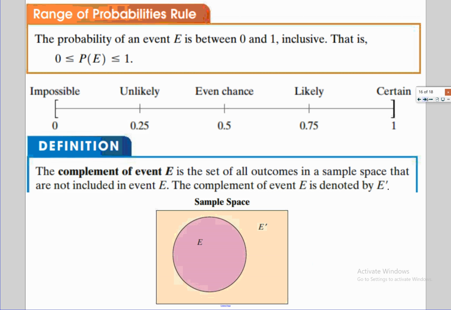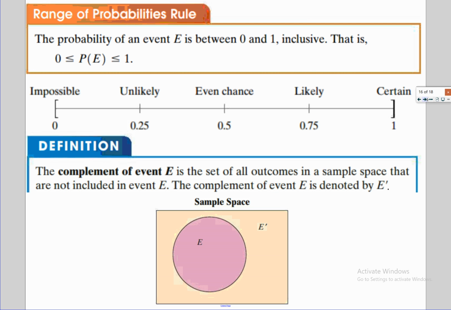We already talked about this. Our range of probabilities is 0 to 1. 0, never going to happen. 1 is certain. Down below, we've got the definition of a complement. The complement is the opposite, everything else. So if I toss a head, what's the complement of that? Tails. If I roll a 1 on a die, what's the complement of that? Everything else besides a 1 is the complement. So it would be 2, 3, 4, 5, 6.